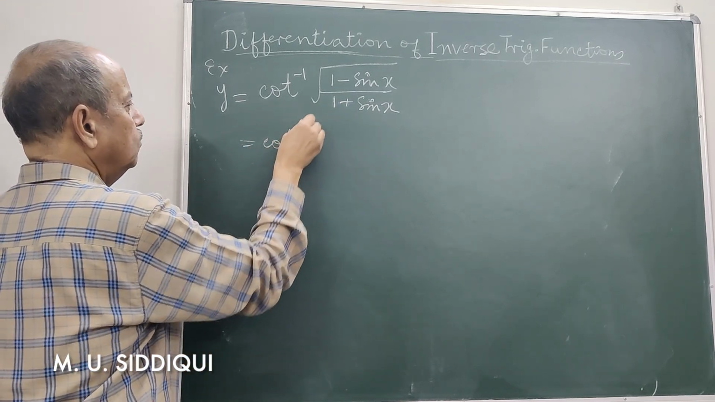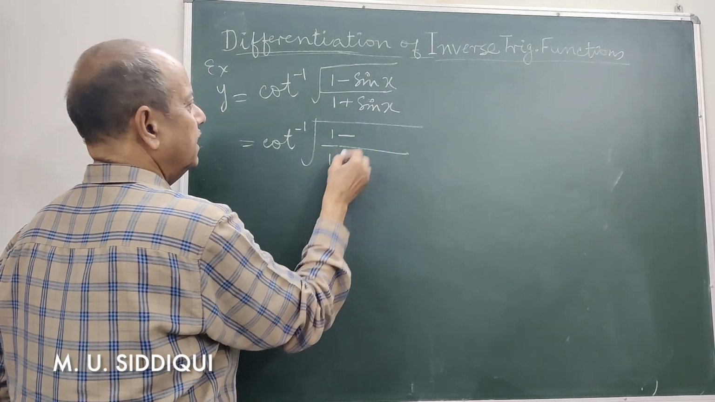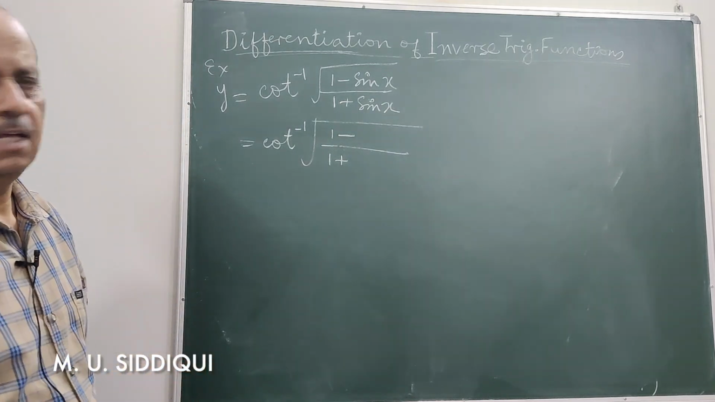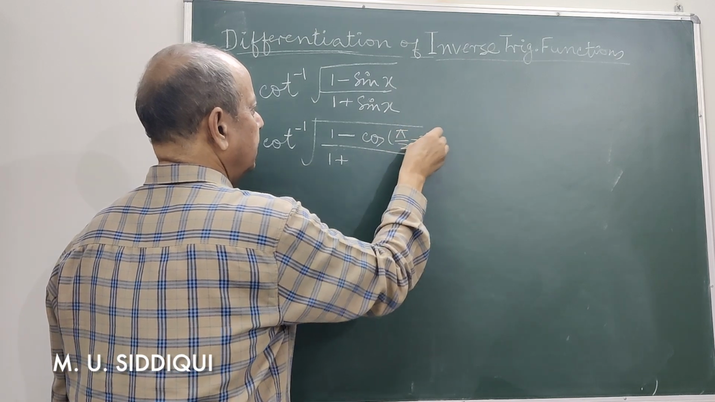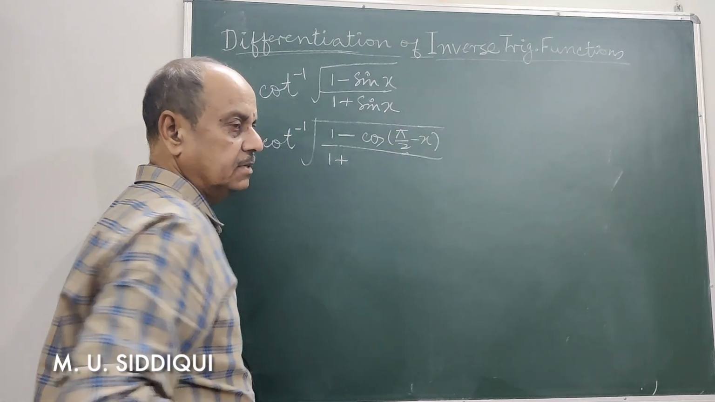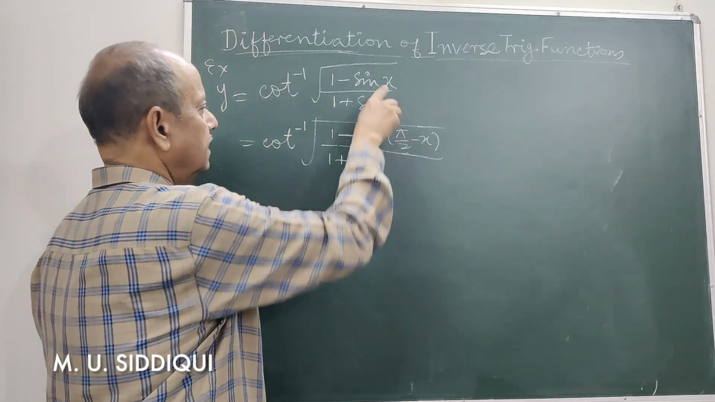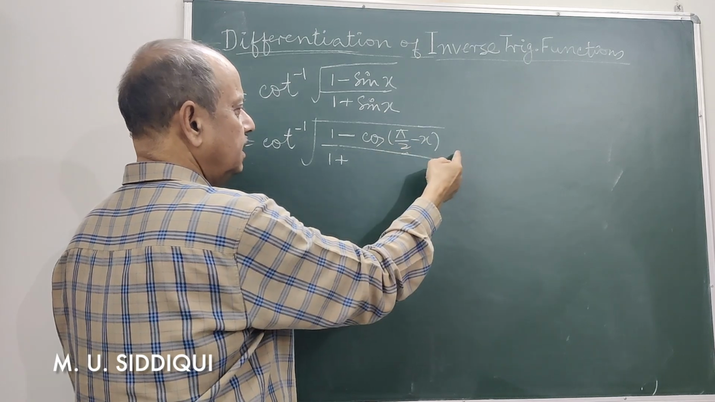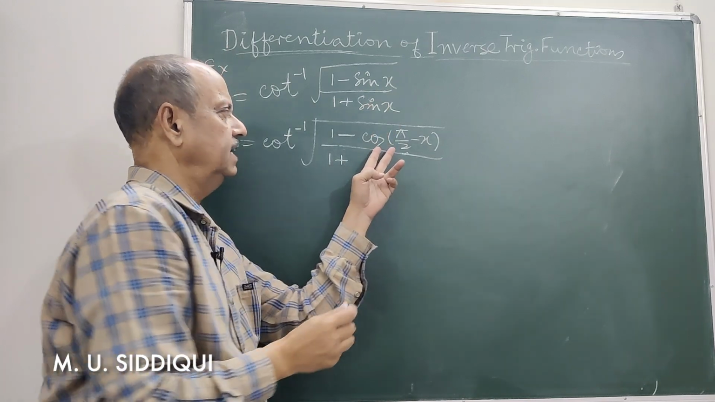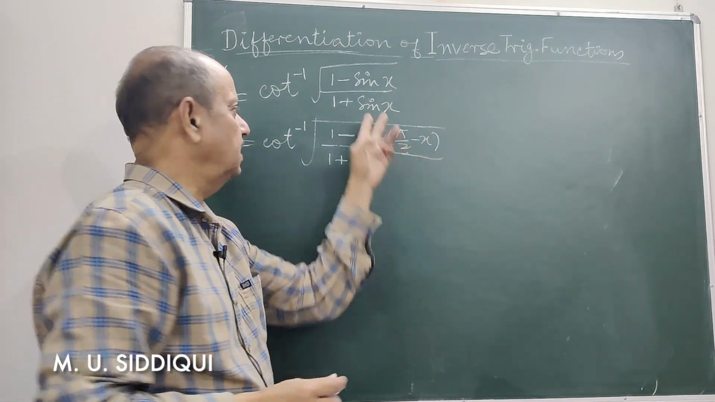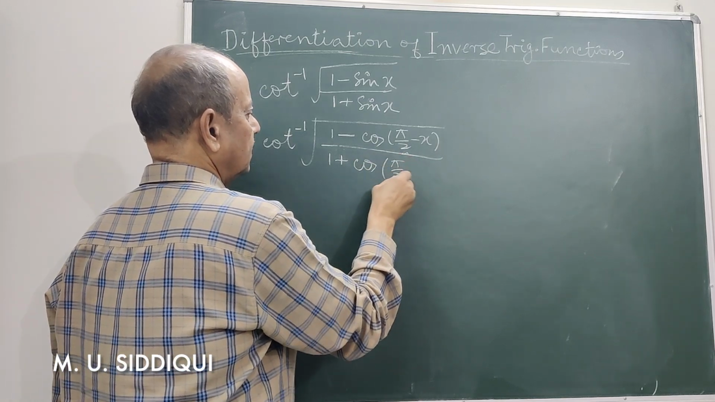This is cot inverse of, this is 1 minus and this is 1 plus, and instead of writing it as sin x, we will write it as cos of 90, that is pi by 2 minus x. Remember, in calculus you cannot use degrees, always use radians. So we will write cos 90 degree minus theta, or cos of pi by 2 radians minus x. So in place of sin x, we have converted it as cos of pi by 2 minus x, same way in the denominator, cos of pi by 2 minus x.